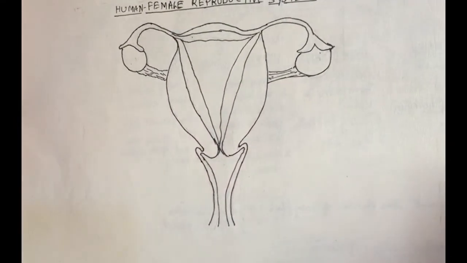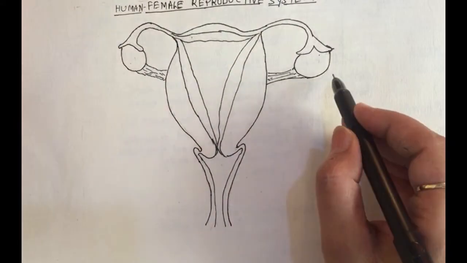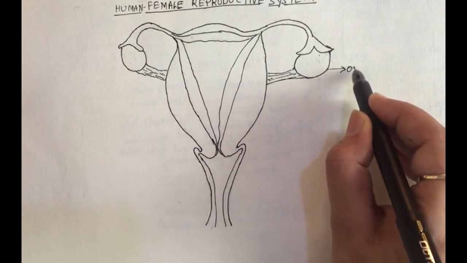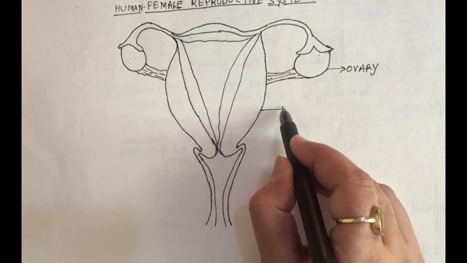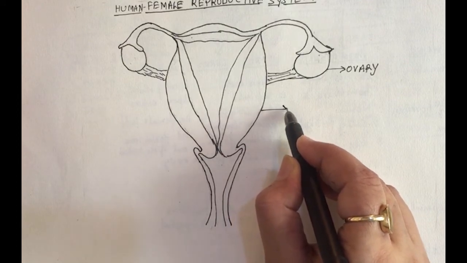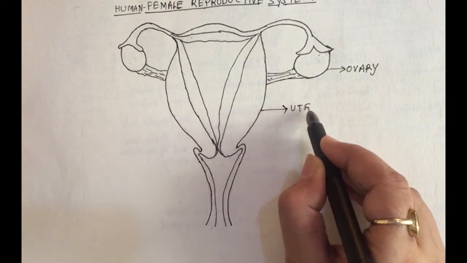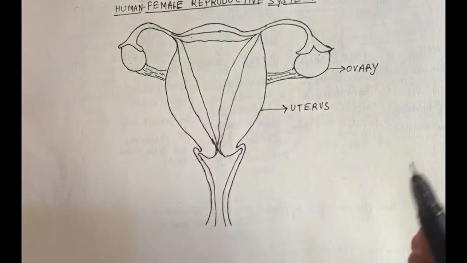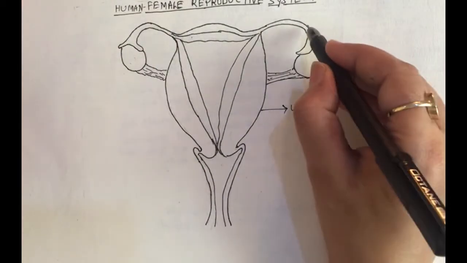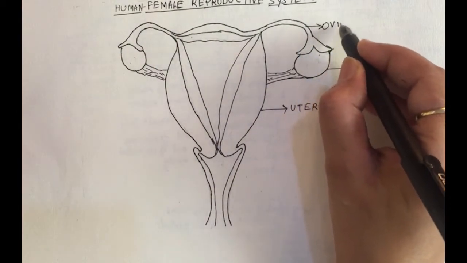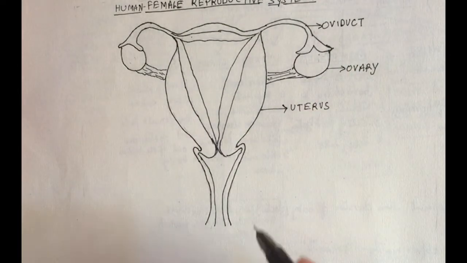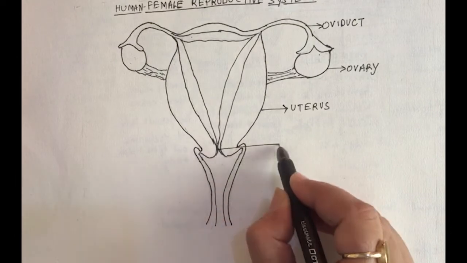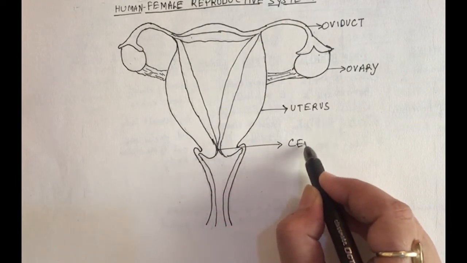Let us label the diagram. This is the ovary. This is uterus. Oviduct. Oviducts are also known as fallopian tube. This is the cervix. Now what is cervix?